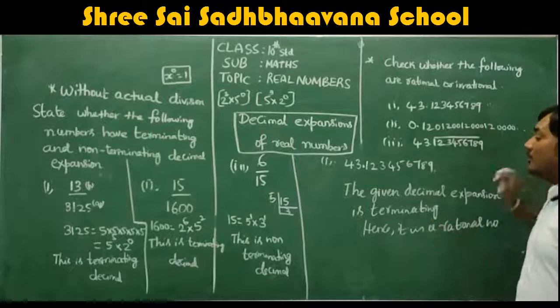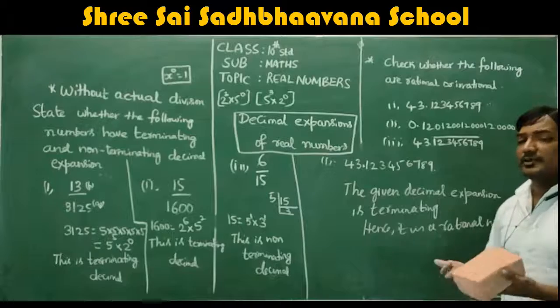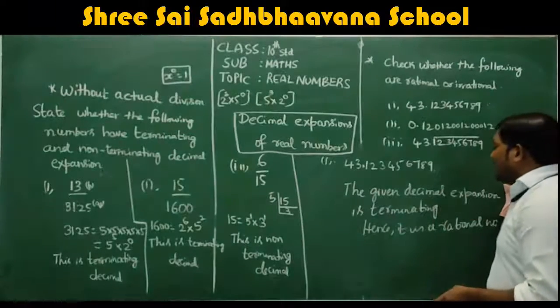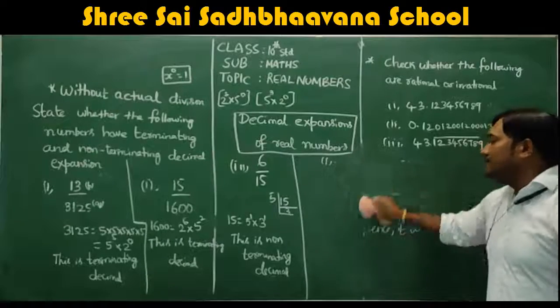So basically you have to see whether it is a terminating decimal expansion or not. Yes, it is a terminating decimal expansion. So you can conclude this as a rational number. Okay, that's all. Next one we will see.